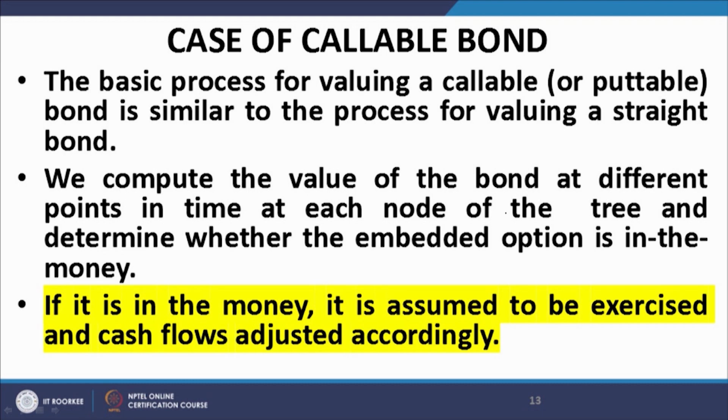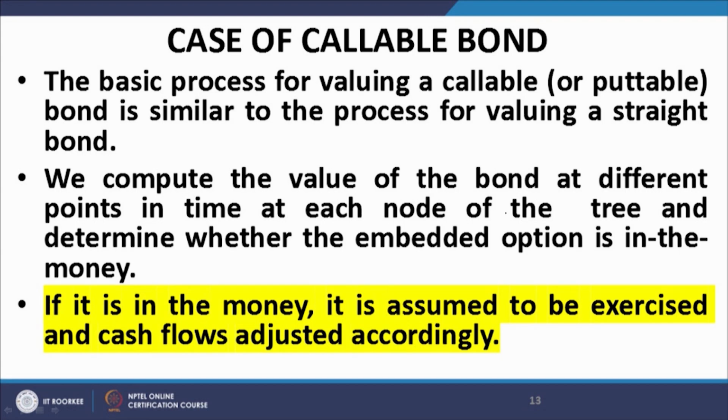We compute the value of the bond at different points in time at each node of the tree and determine whether the embedded option is in the money or out of the money. The important thing is that in the case of the straight bond, we need not consider any options, because there are no options embedded in the bond. However, when we talk about bonds with embedded options, we have to consider the value of the straight bond at each node of the interest rate tree, and then compare it with the strike prices of the various options embedded in the bond. If we find that at any point of time the option becomes exercisable, we shall assume that the option is exercised and we shall adjust the cash flows accordingly.